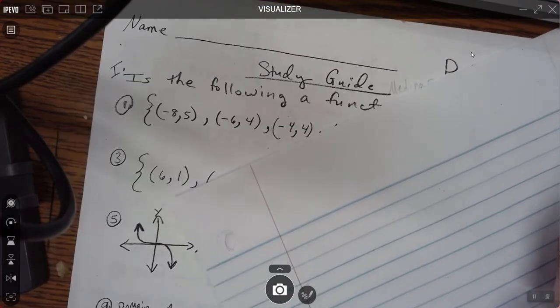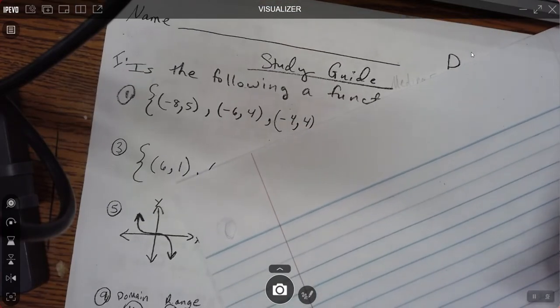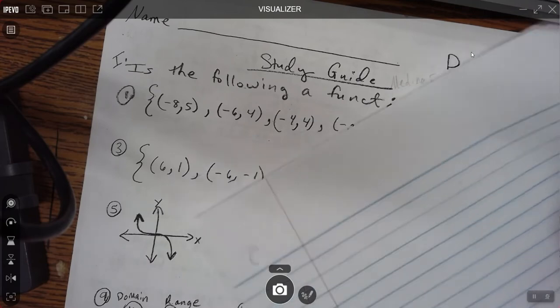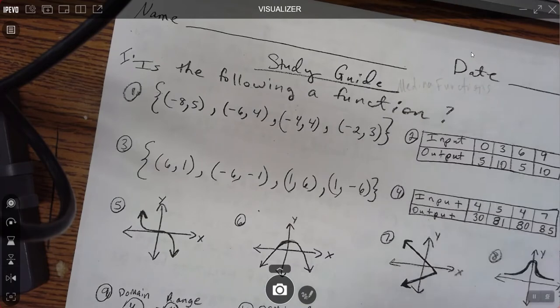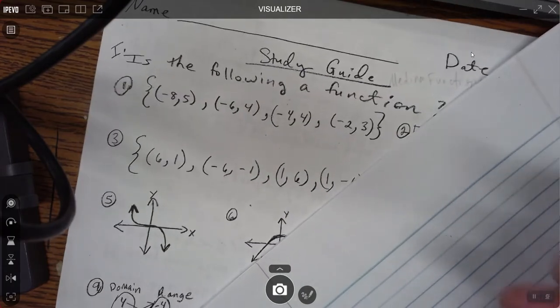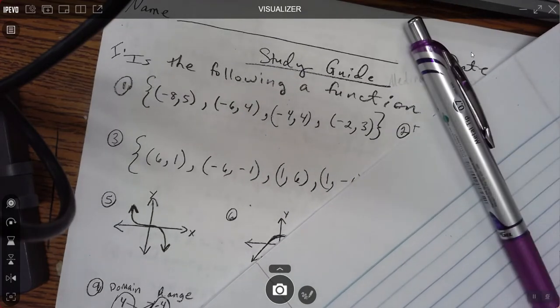All right. Hello, students. This is Miss Medina, and this is your study guide for the Unit 3 exam. And so right now, I would like for you to have a piece of paper, pencil, a calculator.